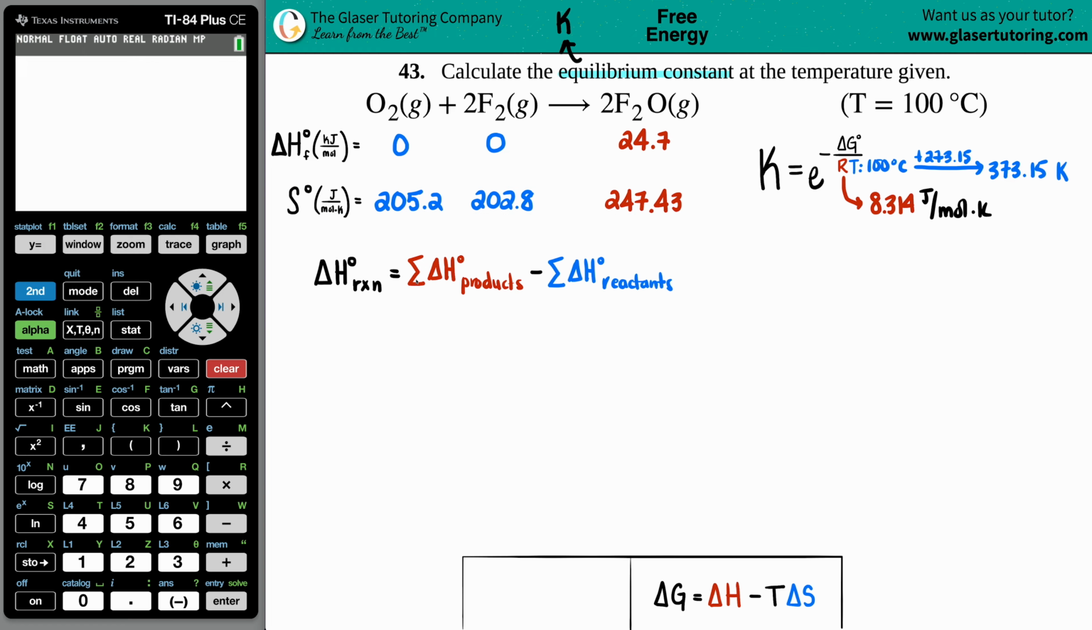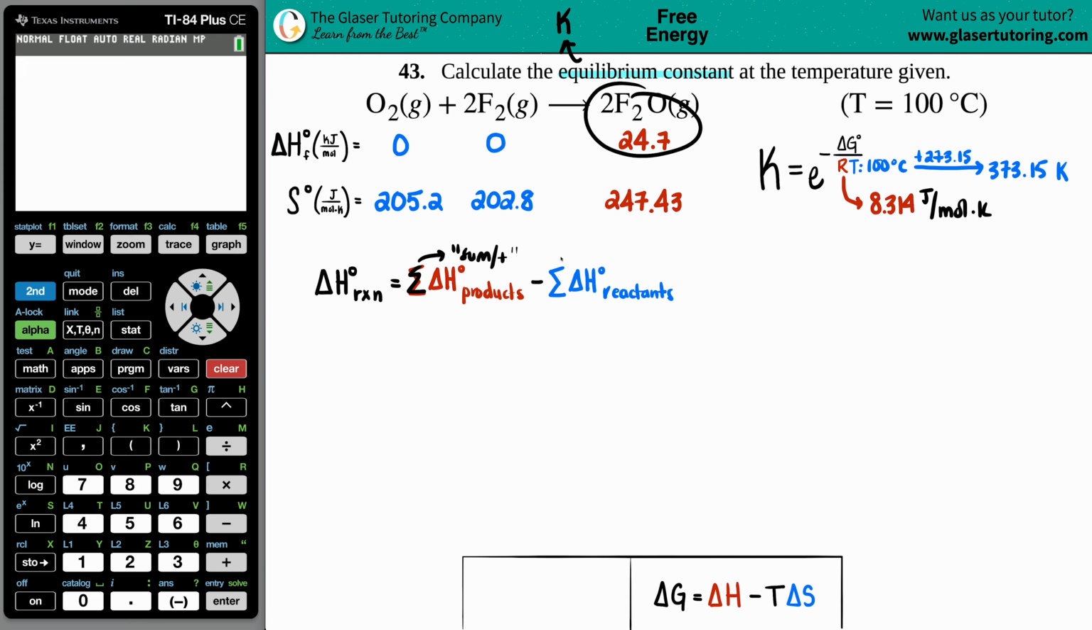Okay, so delta H for the whole entire reaction is the sum. Keep in mind that that's the sum. You're just going to add up all of your delta H's for your products and then subtract the sum of all your delta H's of your reactants. So keep in mind we have to look at those coefficients, right? There was one O2, there were two F2s, and there were two F2Os. These are the numbers by which you will multiply your delta H value. So technically this would be times 1, this would be times 2, and this would be times 2.